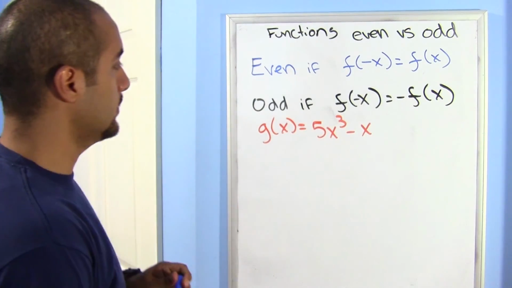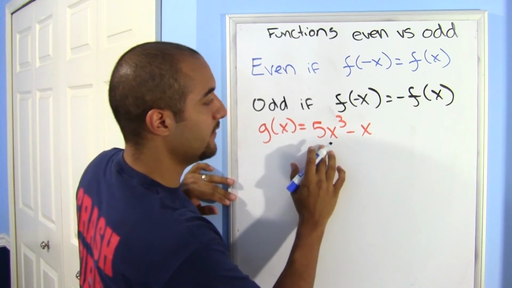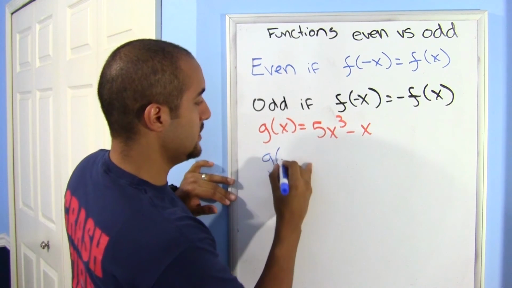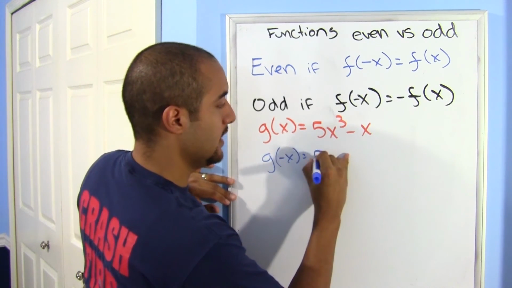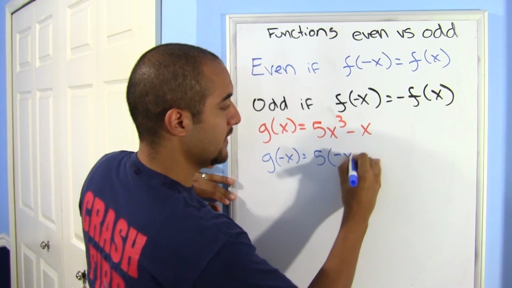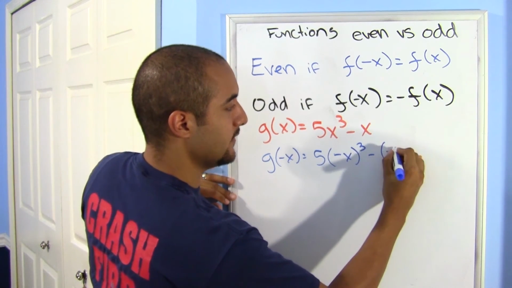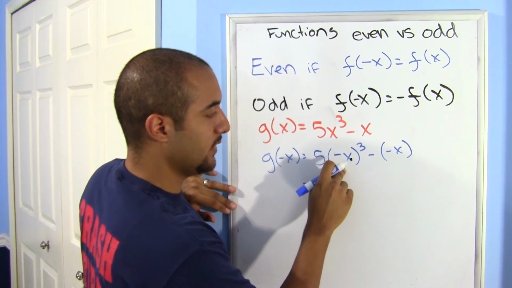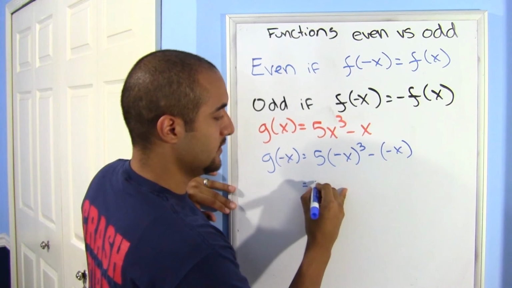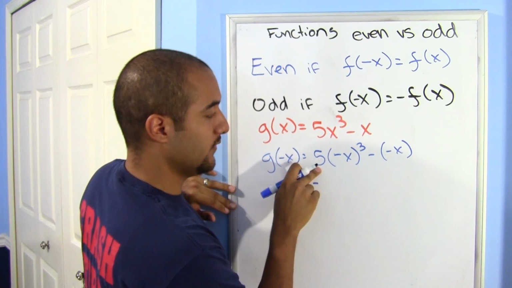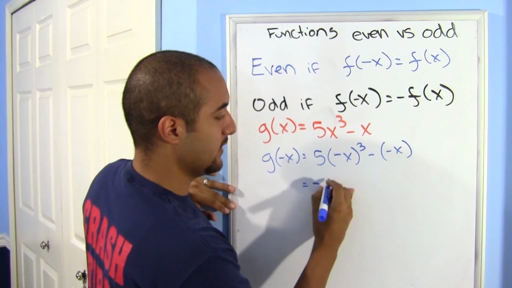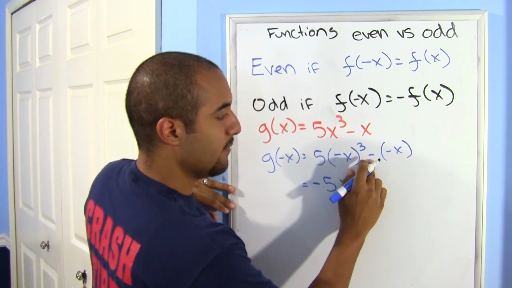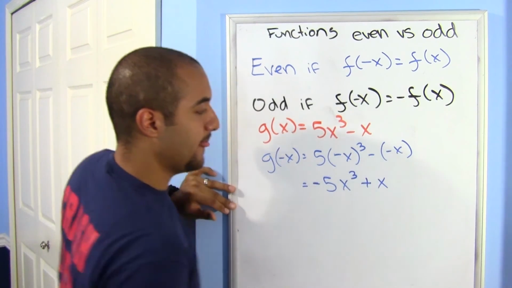Alright, here look at what we're given. We're given g of x is equal to 5x cubed minus x. We'll be finding g of negative x. So 5 times negative x to the third, minus negative x. Here, once again, it's to the third power, so no matter what, this is going to be negative. Since it has a coefficient, I'm going to put that in front. So negative 5x to the third minus negative, so that means plus x.